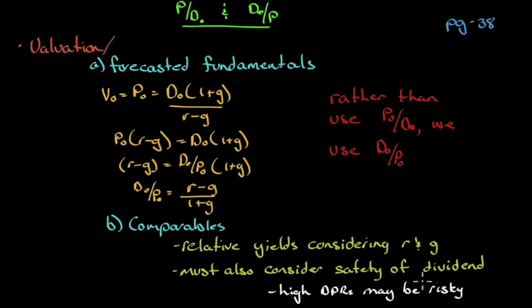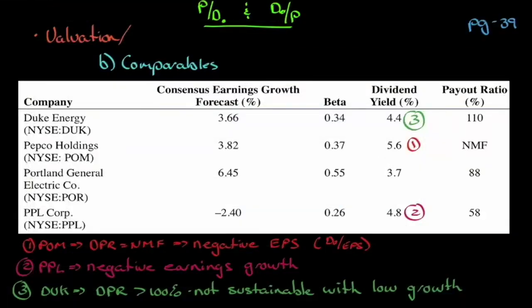Remember now, really high dividends, 10, 12, 13, 14%, are a red flag. They're telling you a dividend cut is coming because a company cannot sustain that kind of dividend payout ratio. So as I said on the last screen, you have to look at the yield in terms of R and G. And this brings us nicely into using the dividend yield in a comparables approach to valuing companies.